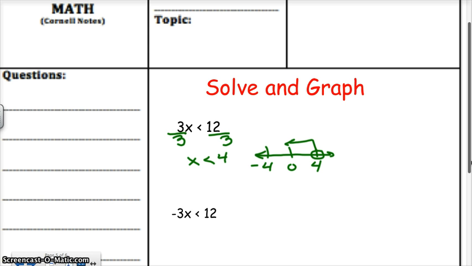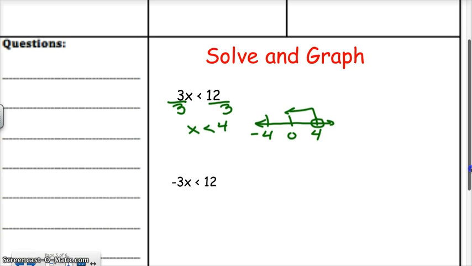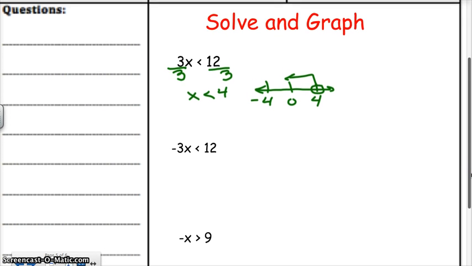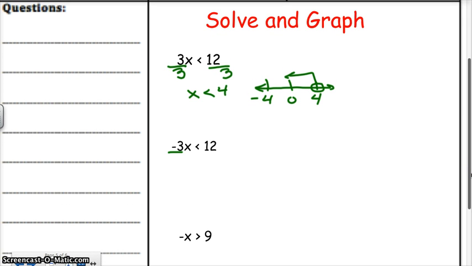Negative 3x is less than 12. Do I MD&F this thing? Yes. I would divide through by a negative 3. Since I divided through by a negative 3, I'm going to flip that inequality. I'm going to MD&F it. X is bigger than a negative 4.